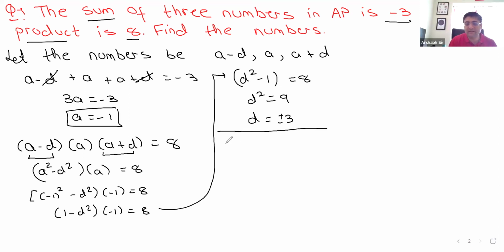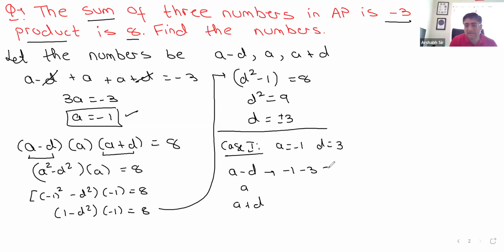Now what do you have to do here? You have to make 2 cases. Case 1: the value of A is fixed, that is minus 1. So A is equal to minus 1, and once I take D as plus 3. Now what are my numbers? A minus D, A and A plus D. A minus D is negative 4, A is negative 1, and A plus D is 2. So we get the numbers as minus 4, minus 1 and 2.